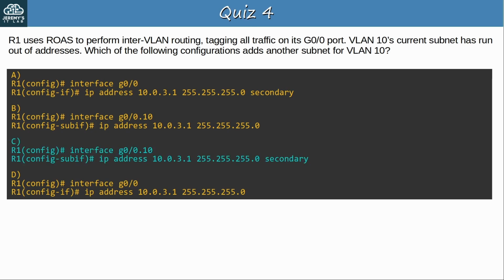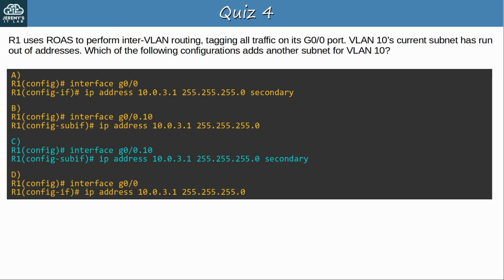Okay, the answer is C. Interface G0/0.10 to configure the subinterface, and then configure the IP address with the secondary keyword. A and D configure the physical interface, not a subinterface. However, the question states that all traffic is tagged, so that means VLAN 10 is not the native VLAN. So the configurations must be on a subinterface, not the physical interface.